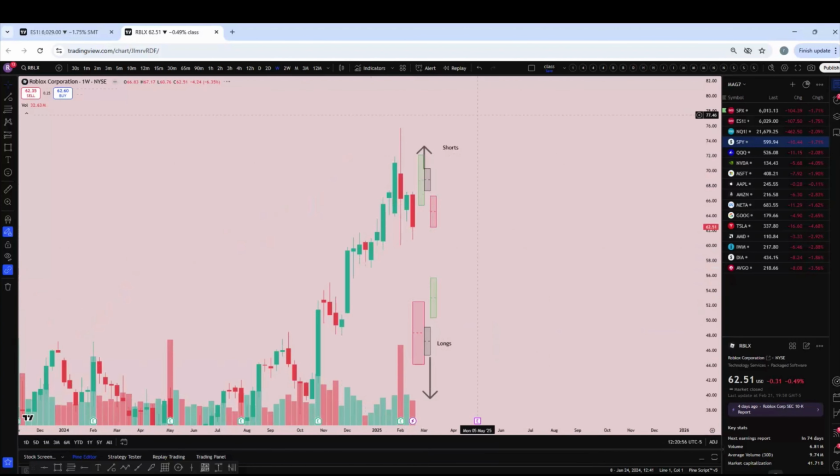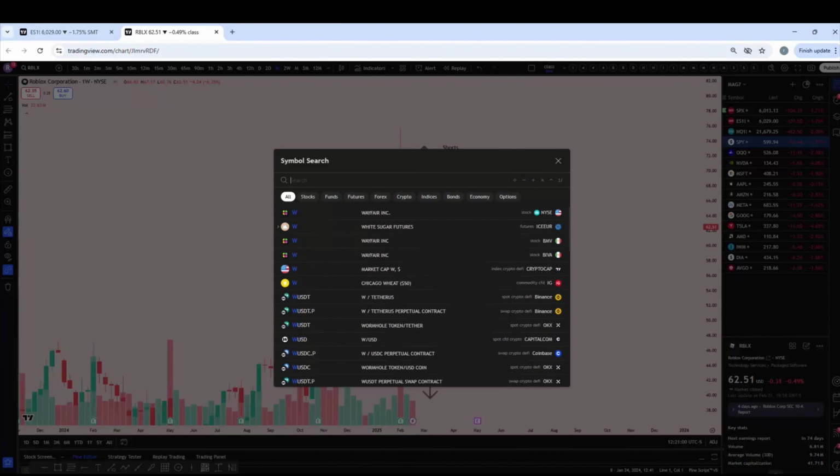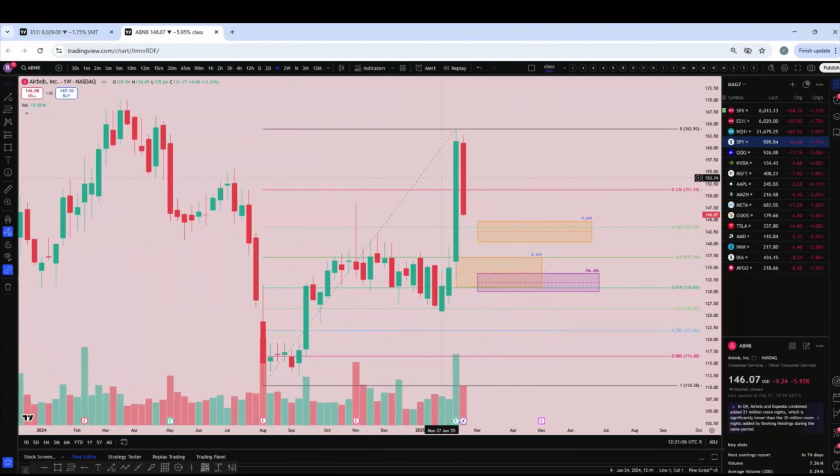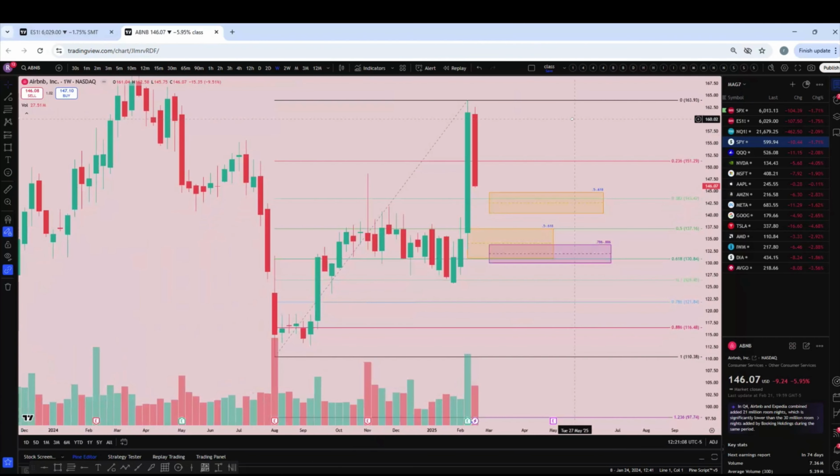So far, on a weekly time frame, we got Airbnb, which I'm looking for it to come in this area here. So my PTs would be anywhere from 140 down to about 137. 137 is my real target here.